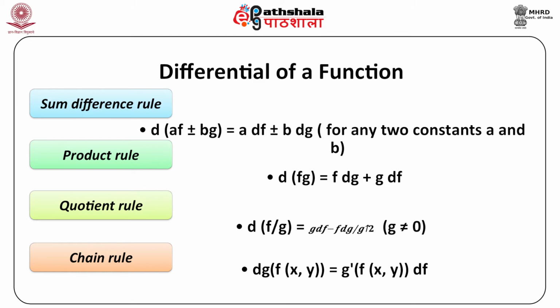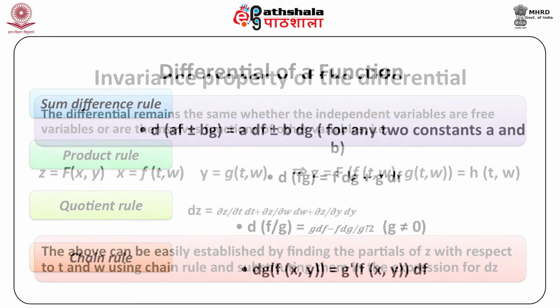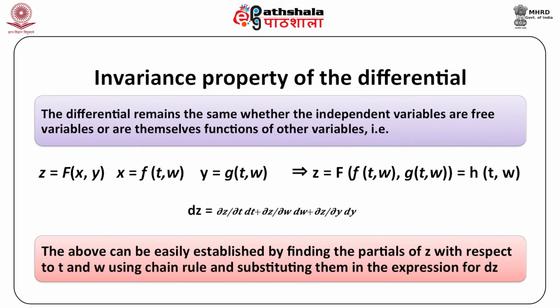Sum difference rule. d(af plus minus bg) is equal to a df plus minus b dg for any two constants a and b. Product rule. d(fg) is equal to f dg plus g df. Quotient rule. d(f by g) is equal to (g df minus f dg) by g squared, g not equal to 0. Chain rule. d(g(f(x, y))) is equal to g prime(f(x, y)) df.